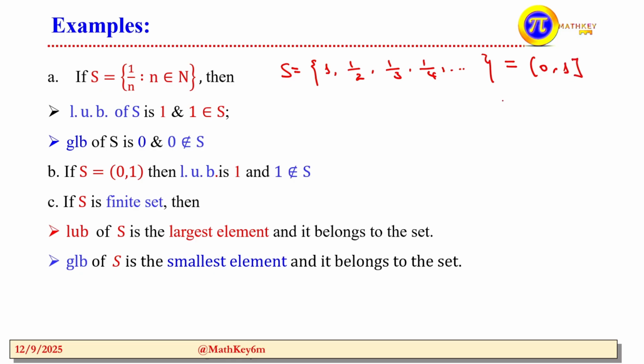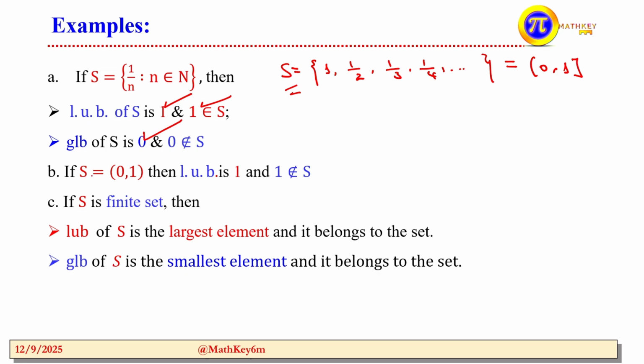Including what? 1. Is it bounded or not? Yes, it is bounded. From this, what is the least upper bound for this one? From the upper side, that is 1. 1 is an element of S, as well as being the least upper bound for this S. What about the greatest lower bound for this one? That is 0. 0 is the greatest lower bound for this S, but it is not an element of S. So the least upper bound and greatest lower bound may or may not be elements of S.